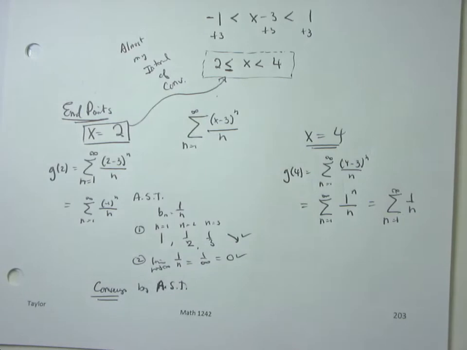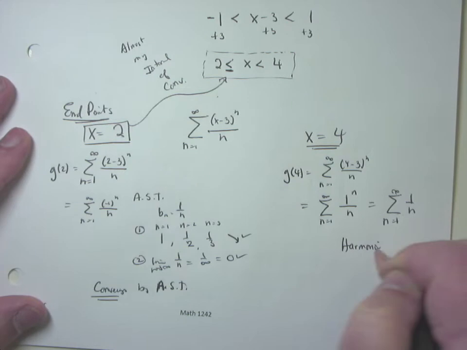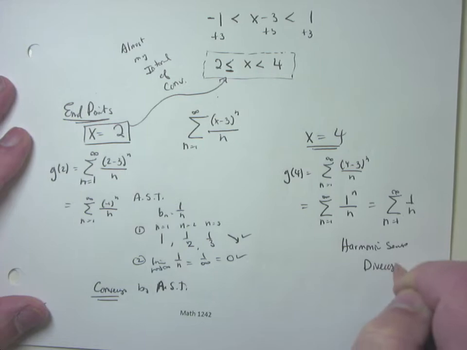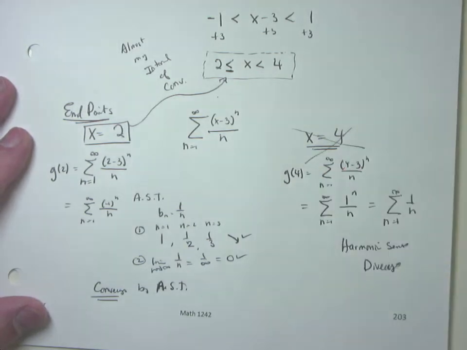Well, this one doesn't require a test at all. This requires knowledge. This dude's got a name. What's the sum as n goes from 1 to infinity of 1 over n? Harmonic series. And what does the harmonic series do? It diverges, which means we do not want this point in our interval of convergence.